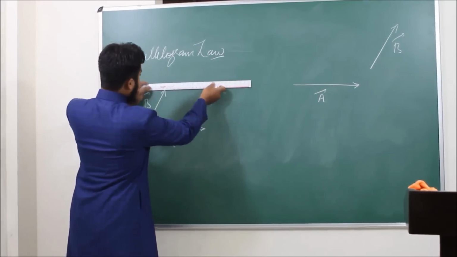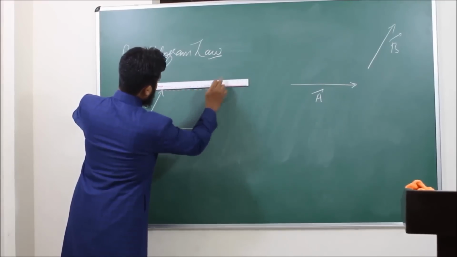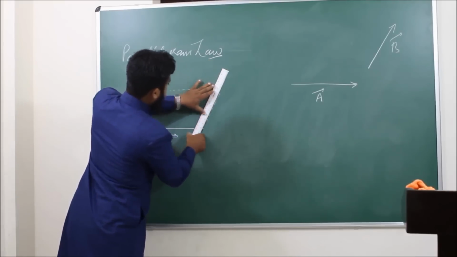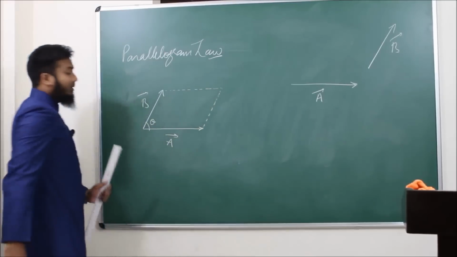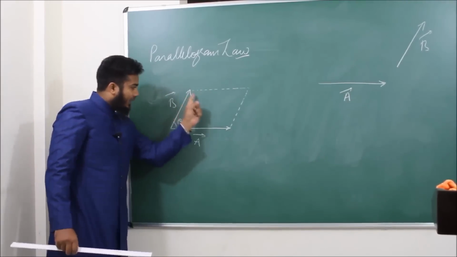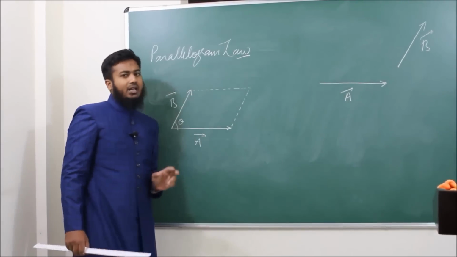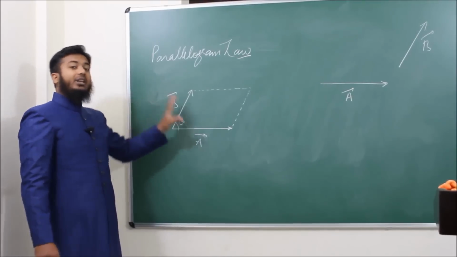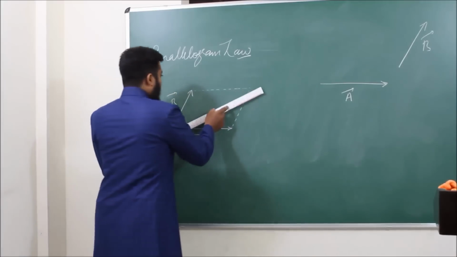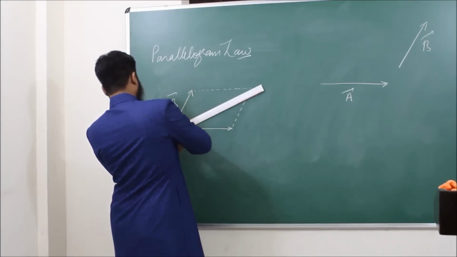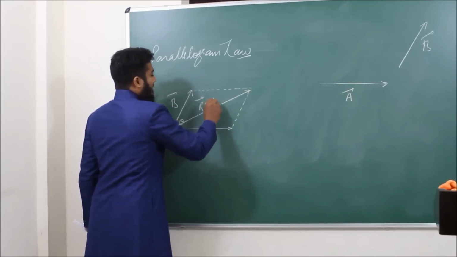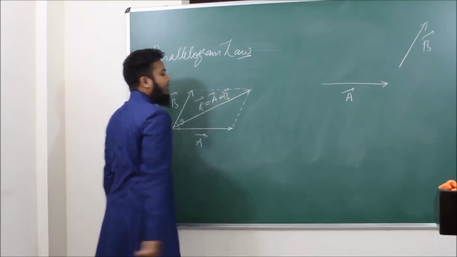Draw a line parallel to A and a line parallel to B. So you have just completed the parallelogram. And parallelogram में दो diagonals होते हैं, एक ये वाला diagonal और एक ये वाला diagonal. The diagonal which is passing between A and B, not exactly midway, but between A and B, that diagonal here is the resultant vector, or resultant A plus B.